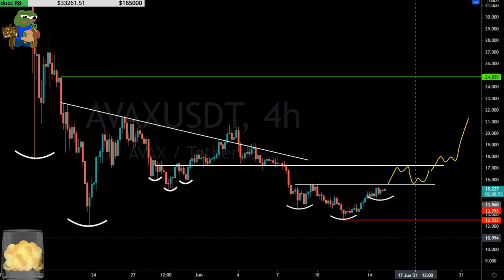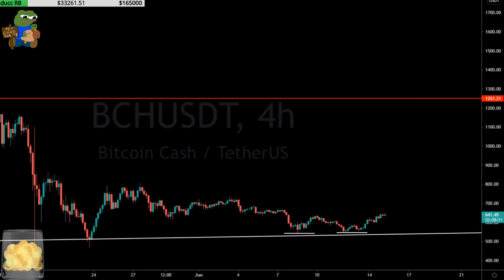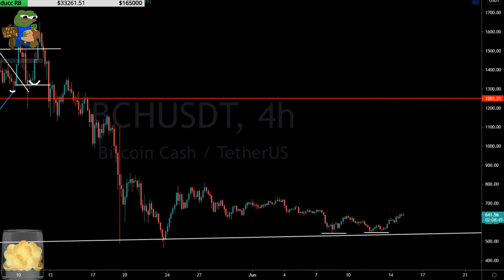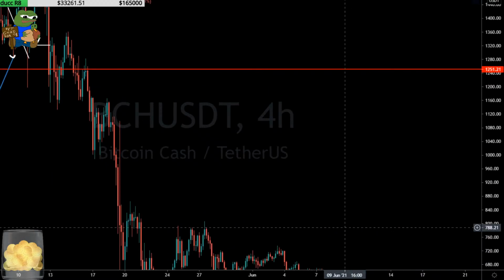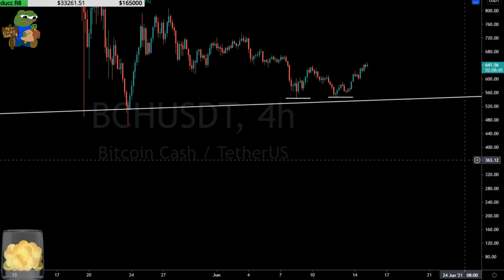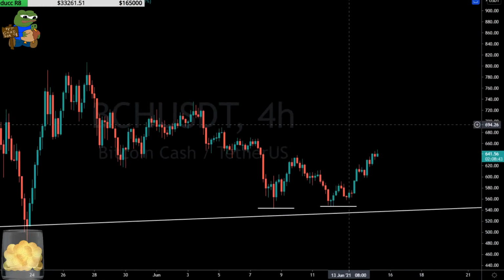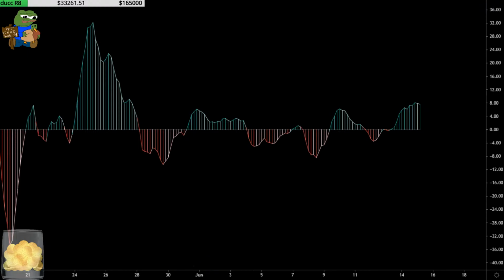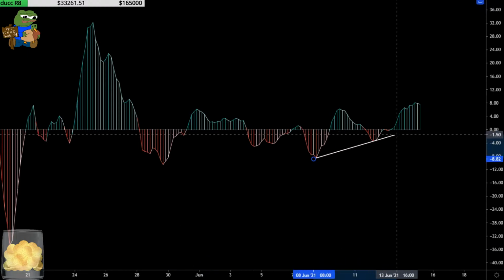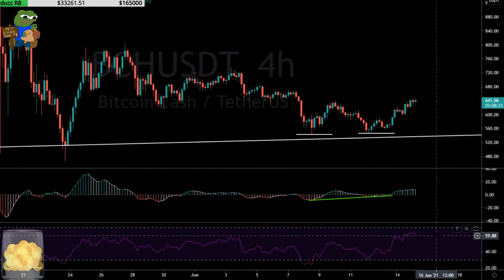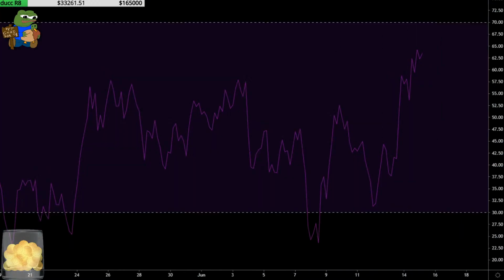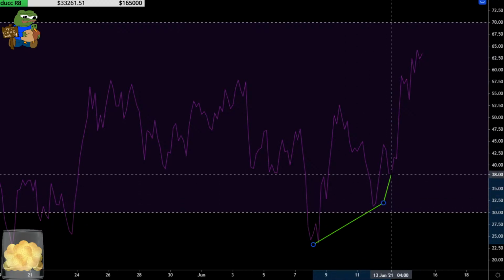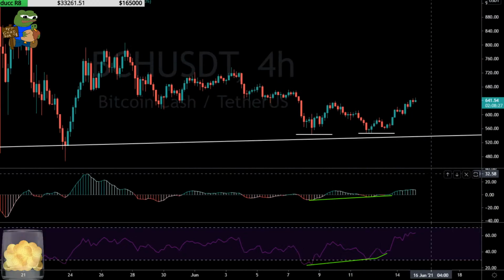All right, moving along to Bitcoin Cash. Bitcoin Cash, you're painting a decent little double bottom here. Let's see. You have some decent little divergence as well, painting. So Bitcoin Cash needs Bitcoin to hold up because Bitcoin Cash isn't going to do anything on its own.